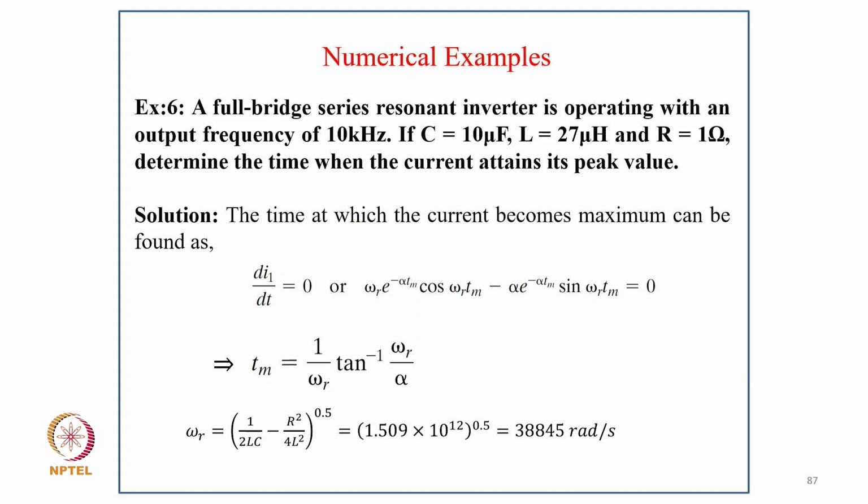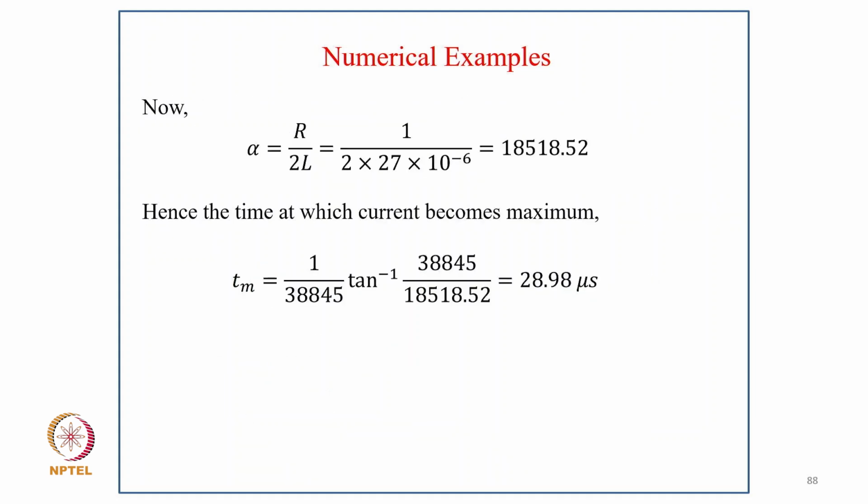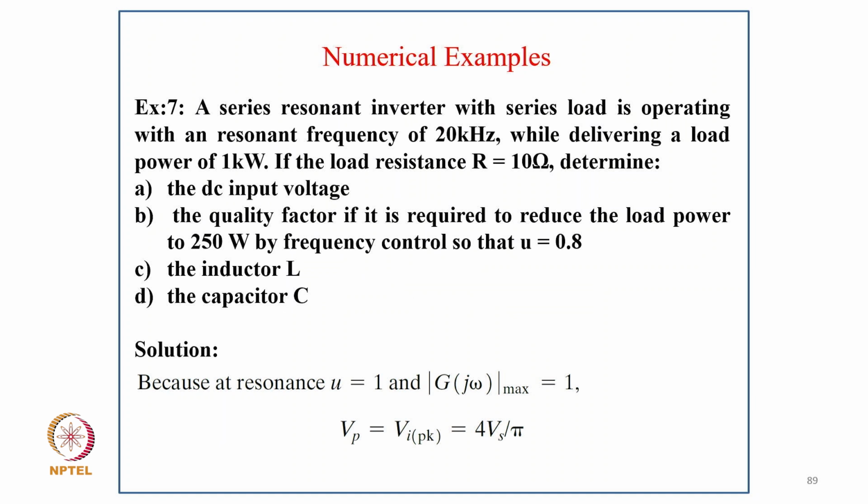So Tm becomes 1 upon omega R tan inverse omega R upon alpha, and putting a value, this omega R becomes, in bracket, 1 upon 2L minus R squared upon 4L squared, under root. So it becomes 38,845 radian per second, and now alpha is equal to R upon 2L, so it becomes 18,518.52, and hence the time at which the current becomes maximum, Tm, putting a value, becomes 28.98 microsecond.